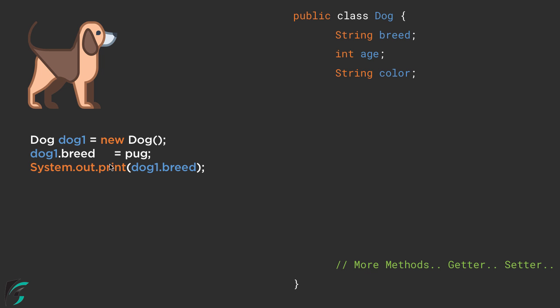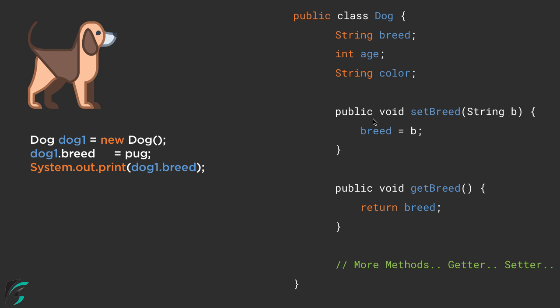The alternative way to set and get a value is to use a getter and setter, such as this method public void setBreed, having a parameter, with breed equal to b. And here we have public String getBreed, which returns the breed string. So how do we use the getter and setter, and what is it all about?